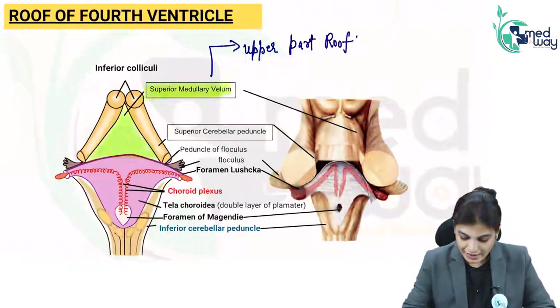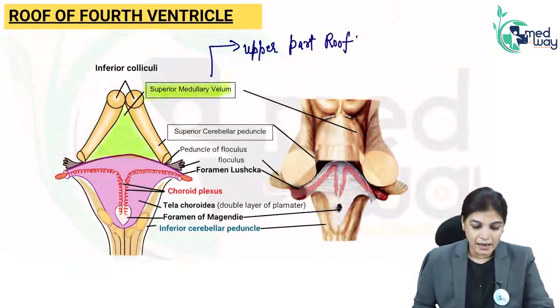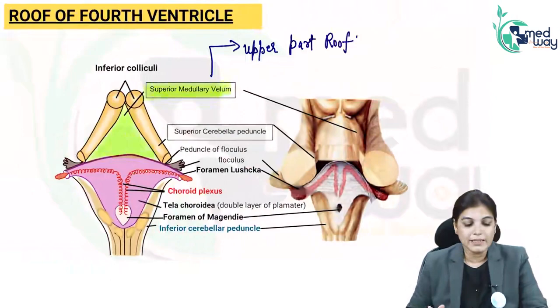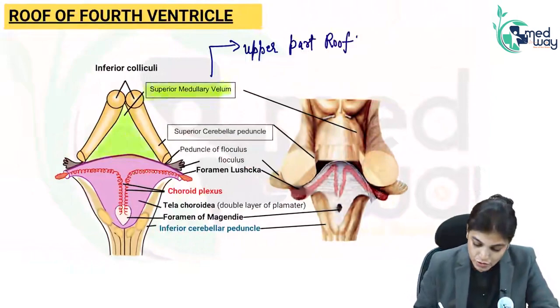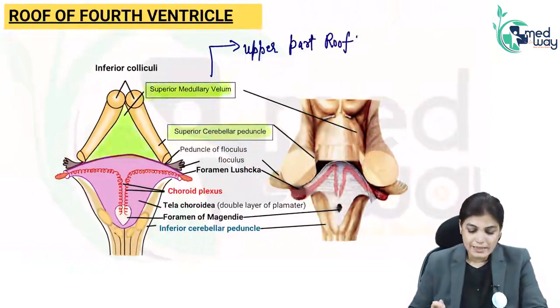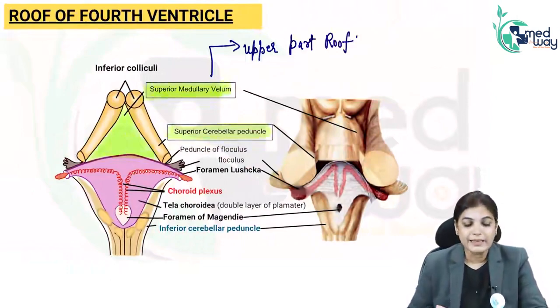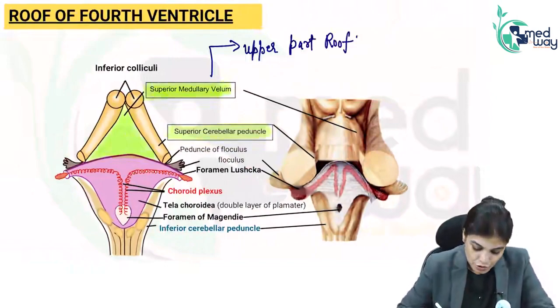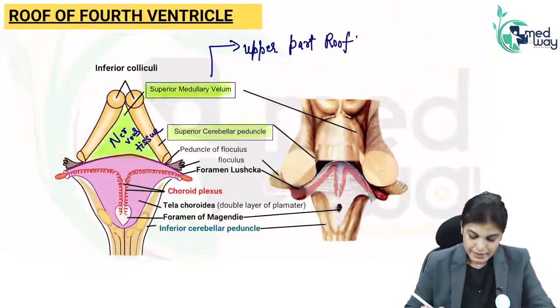If you see the inferior part, it is lying between the inferior cerebellar peduncles, as you can see in this diagram. If we are talking about the superior medullary velum, there are two superior cerebellar peduncles shown on either side. The superior cerebellar peduncle is related to the lingula of the superior vermis of the cerebellum. If we talk about the lower part, the upper part is made of nervous tissue.